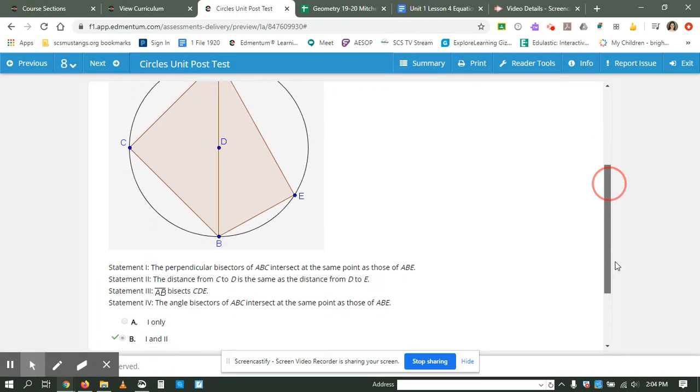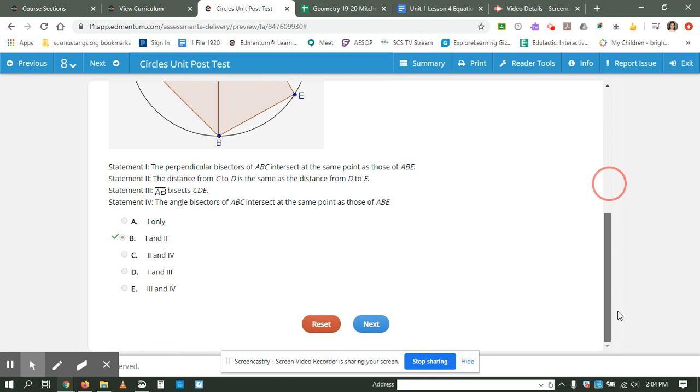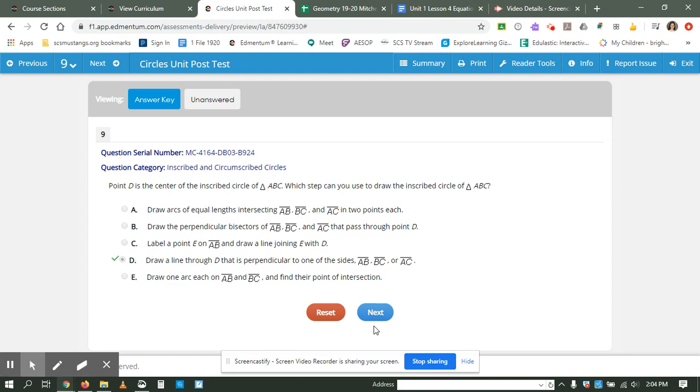Looking at number 8, that one is going to be 1 and 2 for the first statement and the second statement. Looking at number 9, looking at which step for constructions, you're looking at D, drawing a line through D that is perpendicular to one of those three sides.